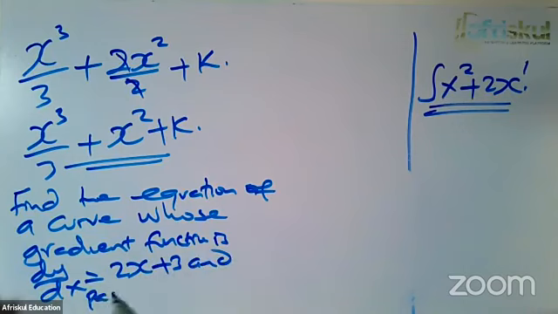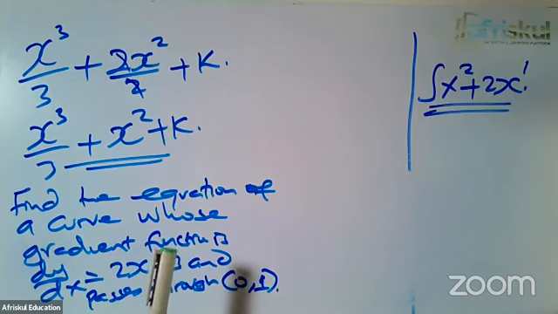And it passes through one point, which is (0, 1). This is quite popular in your exams, quite popular. So find the equation of a curve whose gradient function is dy over dx, which is like this, and that curve passes through this particular point.